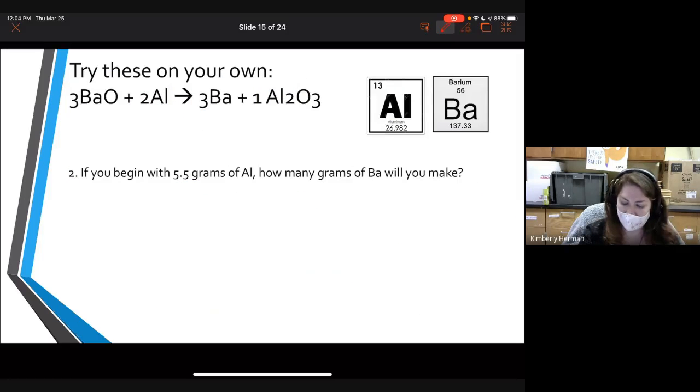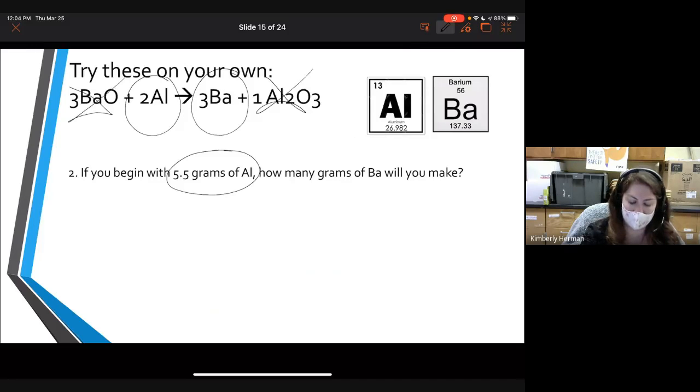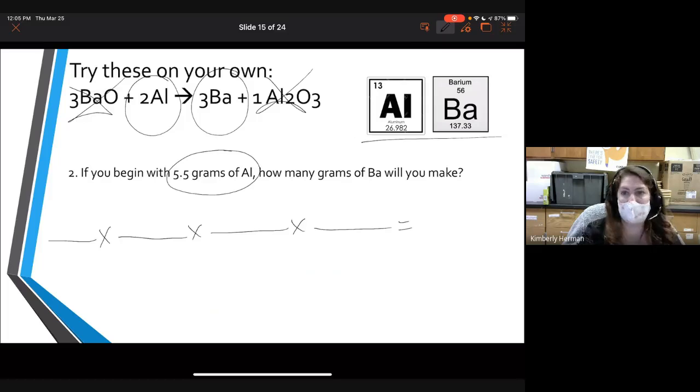So now, number 2, we're going to take 5.5 grams of Al, and we need to figure out how many grams of Ba. So we don't need our first reactant or our last product. Let's pre-draw our lines for our 4, and notice that you're given your elements at the top to help with our conversion. So our given is going to be 5.5 g of Al.